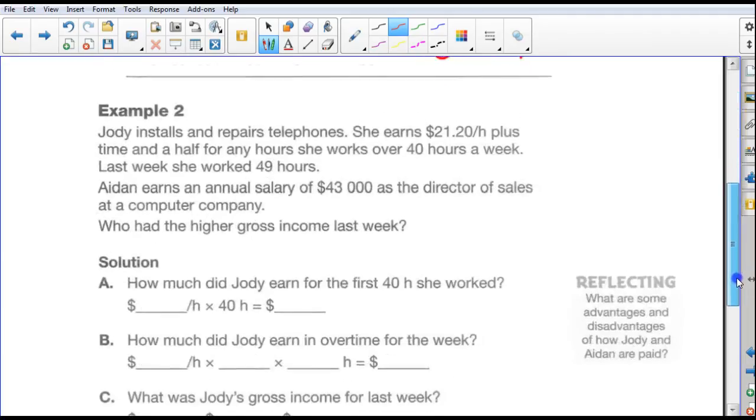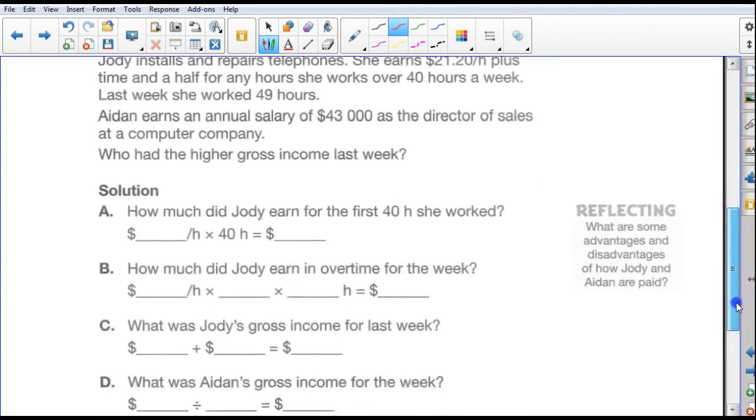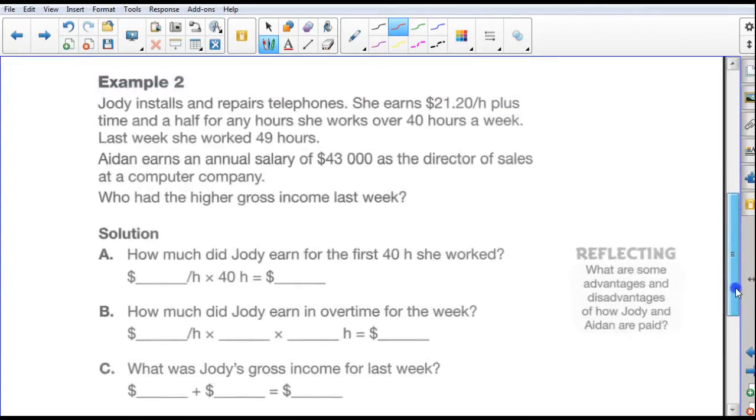Let's take a look at this one. Example number 2. Well, you know what? I think you guys could probably go and practice on example number 2. Okay?